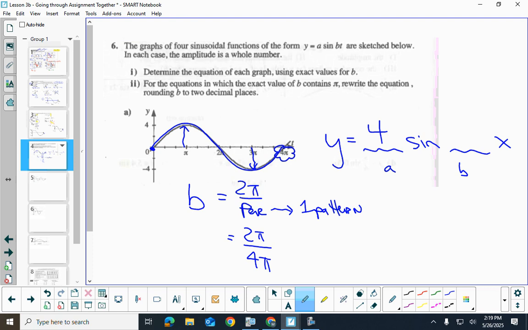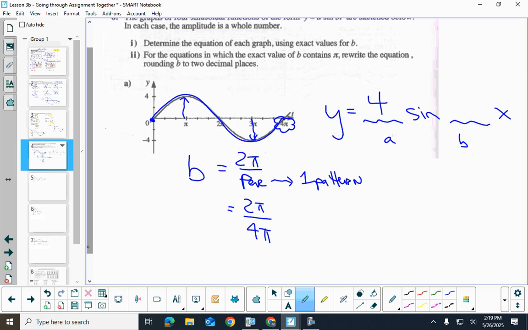Now at this point, if you want to plug this into your calculator, go for it. Or just turn your brain on for a fraction of a second. Pi's cancel out. What's 2 divided by 4? 0.5. Or you could leave it as 2 over 4 if you really want to be annoying. Okay?